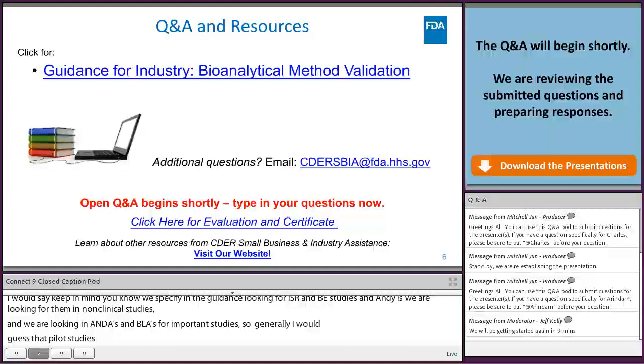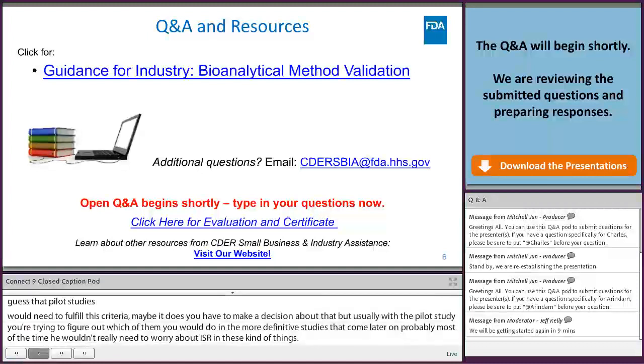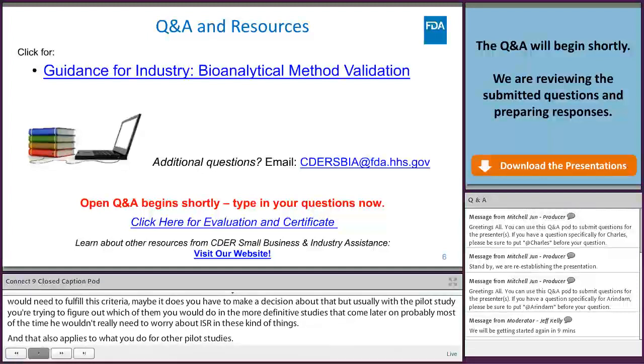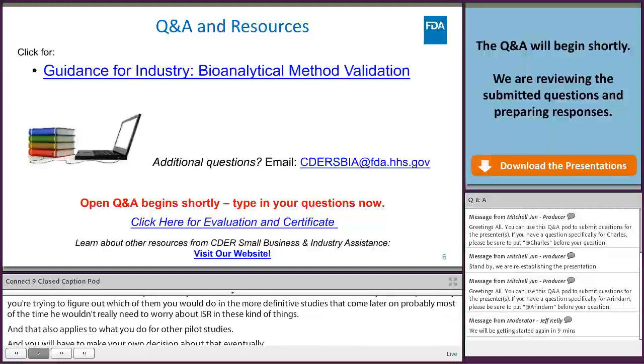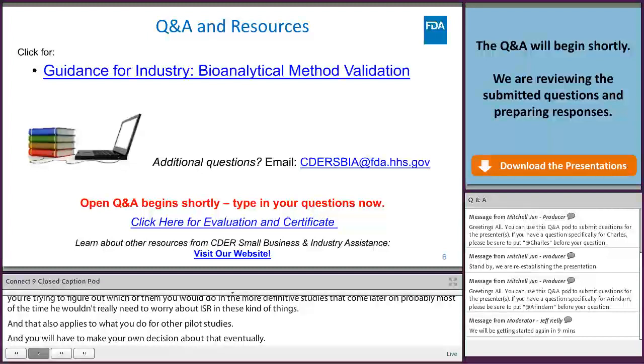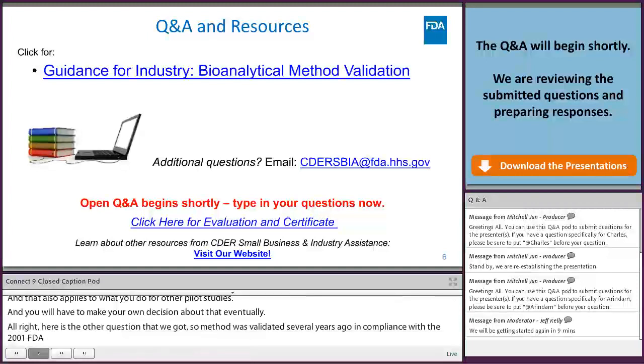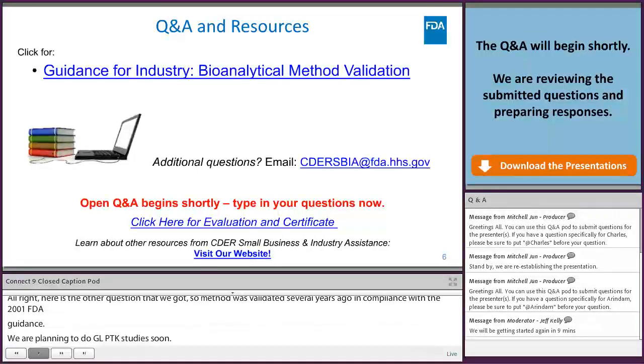All right. Here's another question that we got. Our method was validated several years ago in compliance with the 2001 FDA guidance. We're planning to do GLP TK studies soon. So should the method be updated and be in full compliance with the FDA's 2018 guidance? And the answer to that is yes, most definitely. So that takes care of those ones.